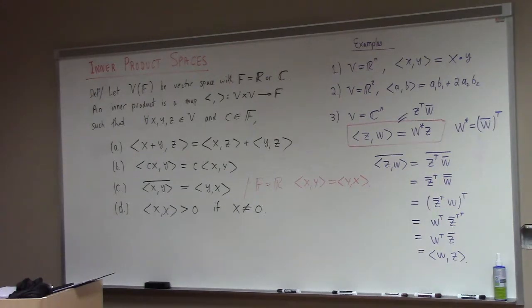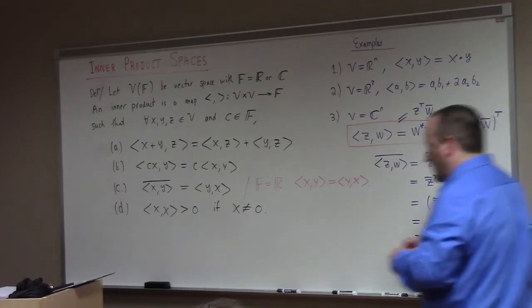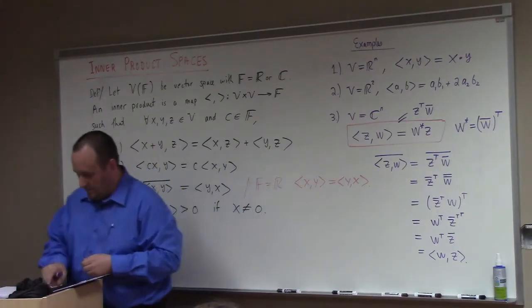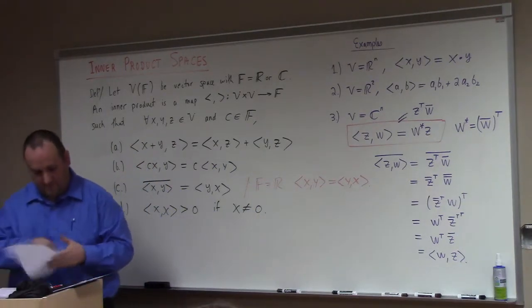So the interesting thing here, of course, is that we can pull complex scalars out of the first component, but when you pull a scalar out of the second component, you can't just pull a complex number out of the second entry of the complex inner product, right? Because there's this conjugation going on. Okay, moving along.